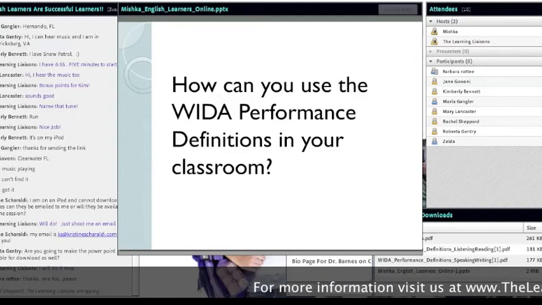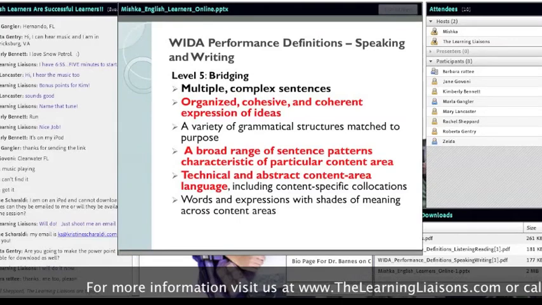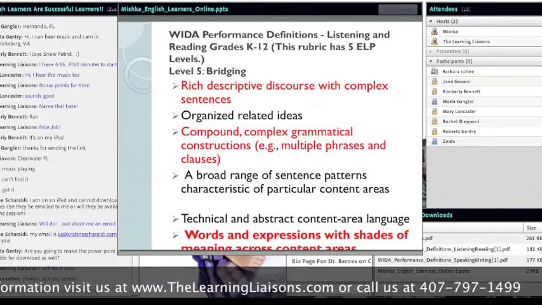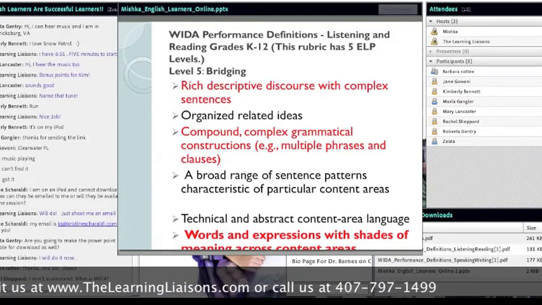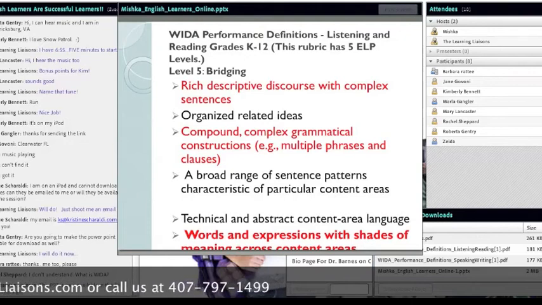So does anyone have any thoughts on that? I'm going to go back and I'm going to show the rubric right now. Any thoughts on how you can use this rubric in your classroom, or how you can teach other teachers to use this rubric in your classroom?